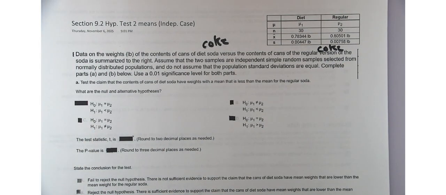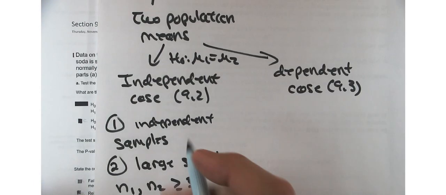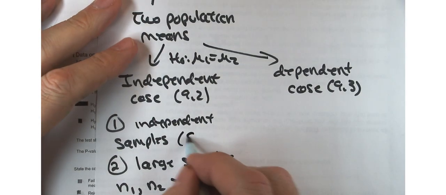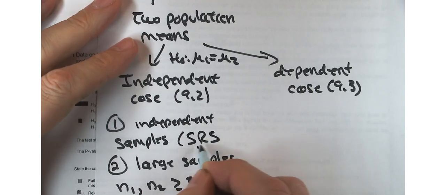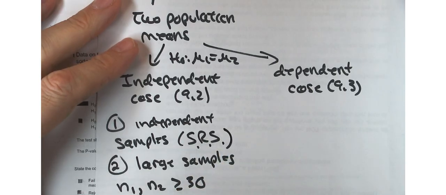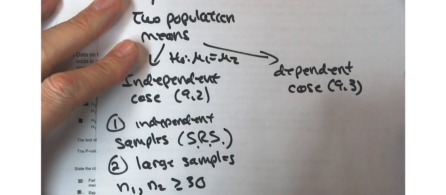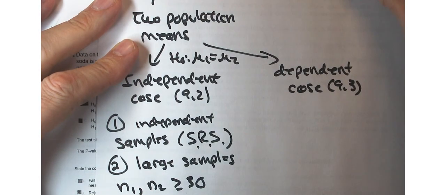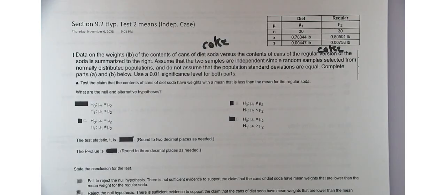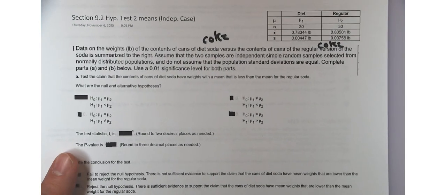It says, assume the two samples are independent simple random samples from normally distributed populations. Great, that's checking off our boxes right here. Independent samples. I should probably also put SRS, simple random samples, as well. That's not something I emphasize because it's typically beyond our means to check that. So we've got simple random samples that are normally distributed.